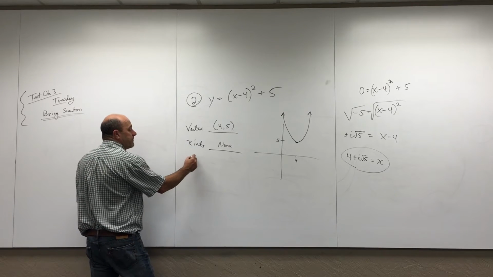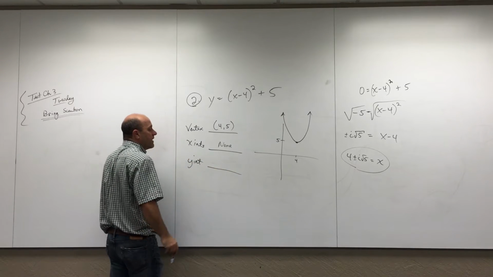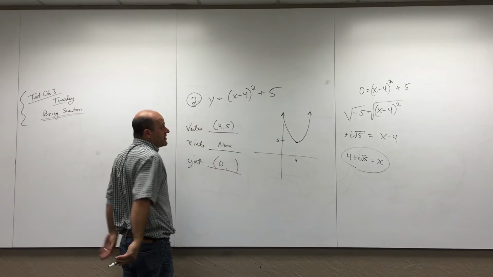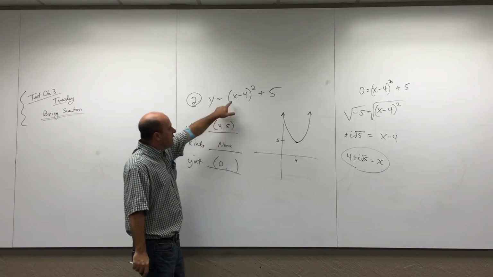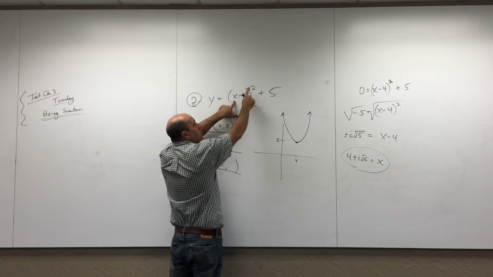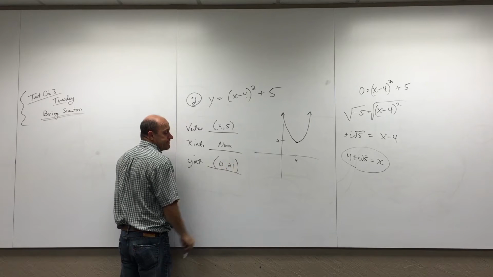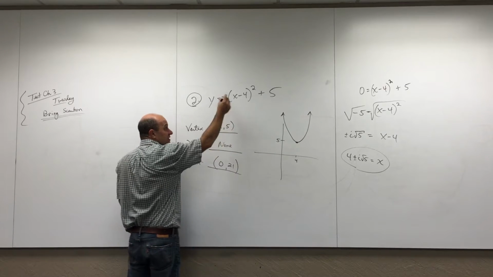Hey, what about the y-intercept? Plug in a 0 for x. It's always easy, but it's a little tougher when it's in this form. Well, it's not much tougher. When you plug in a 0, a negative 4 squared is 16. 16 plus 5 is 21. Wasn't that hard, but you plugged in a 0.